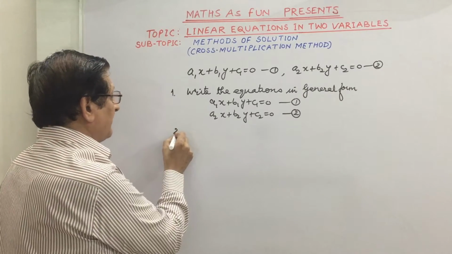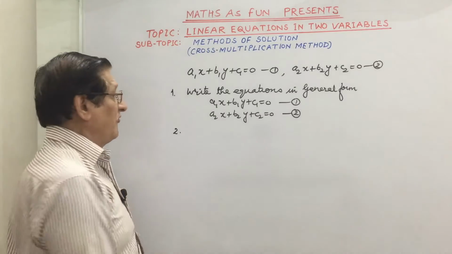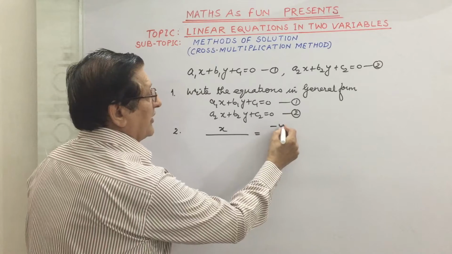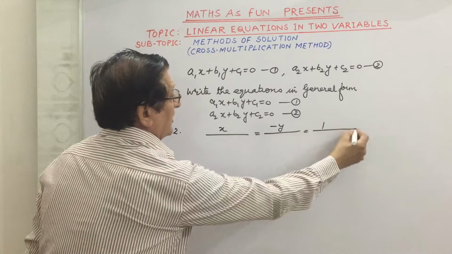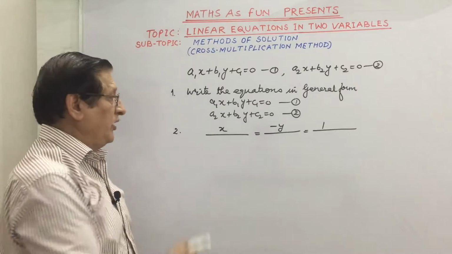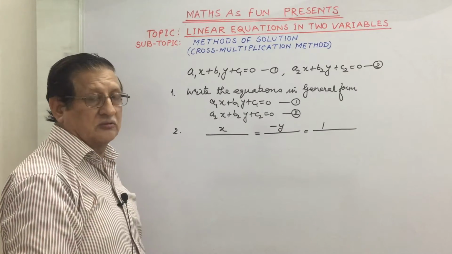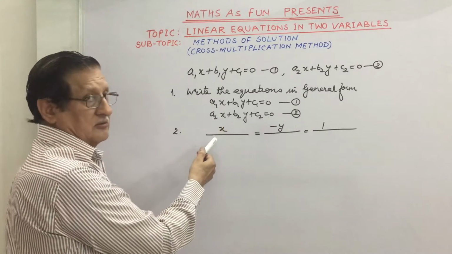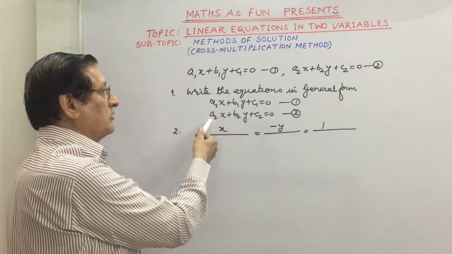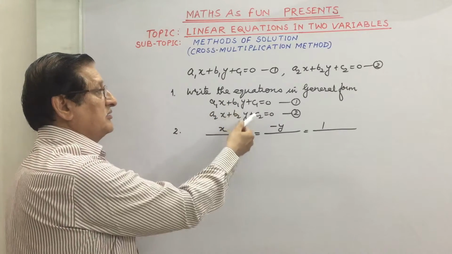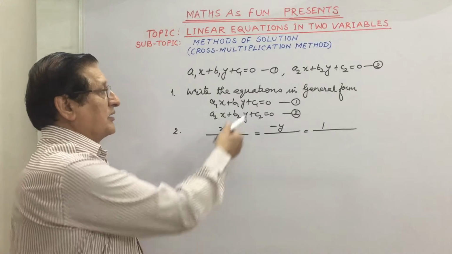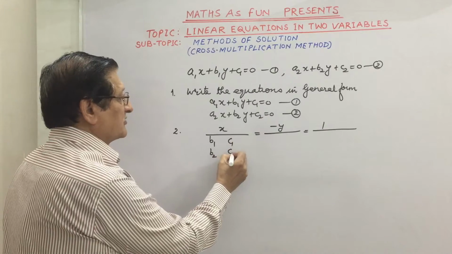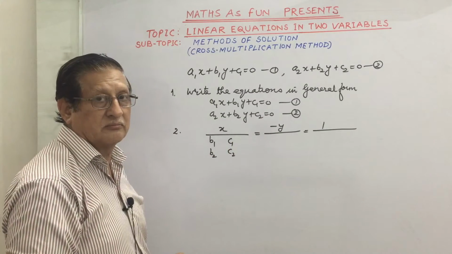The second step, we will write here x upon, minus y upon, and 1 upon. What is to be in the denominators, that is to be understood. When we write below x, that is the denominator of x, we will leave this particular part a1, a2, and we will write these coefficients of y and the constant terms here in the columns b1, b2 and c1, c2. These two columns we have to write.